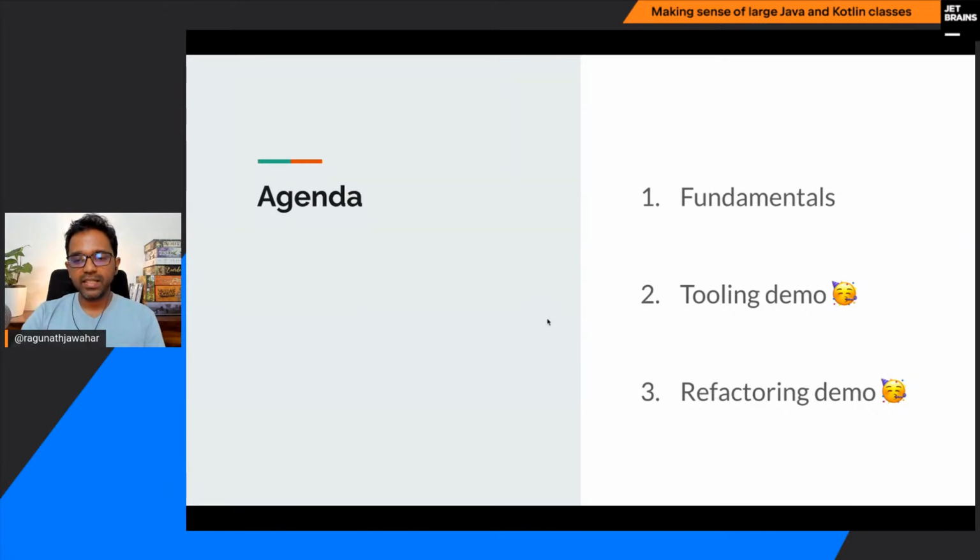And then the second thing is I'm going to show you a tooling demo on how you could actually approach this problem systematically and consistently across different code bases. And last thing is I also want to show you how you deal with these kinds of problems, right? So we will probably take one code base, which is a real world code base, and then look for one specific problem and then try to refactor it using IntelliJ today, right? So those are the three things.